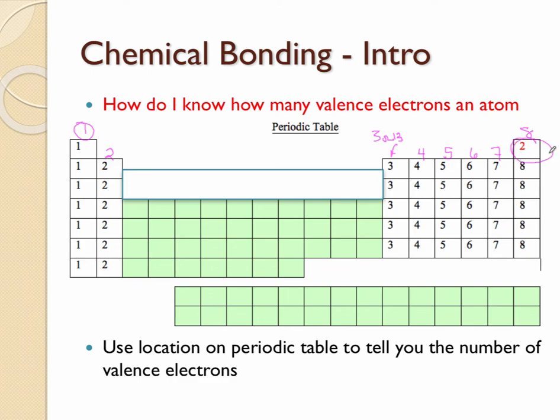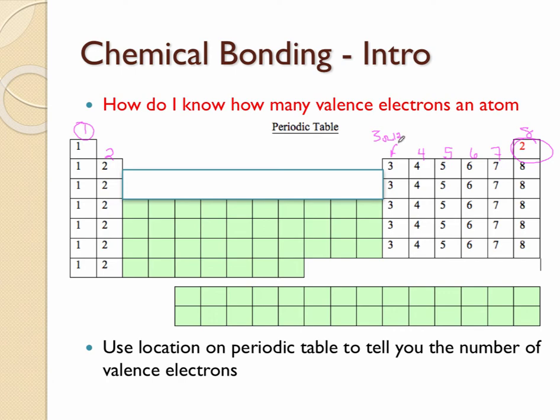Helium is an exception that you do need to know. Even though it's in this group 8, it only has two electrons in its outermost energy level. It is in this group because it acts like every other element in this group. And we'll find out in a future lesson why this makes sense, right?